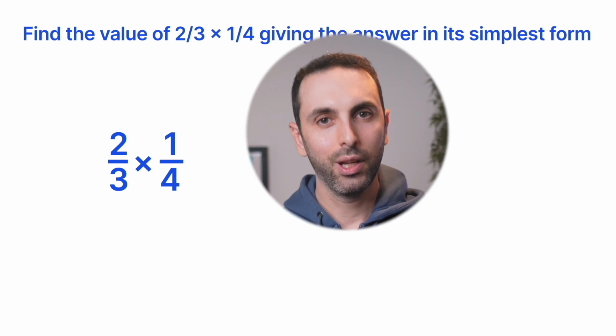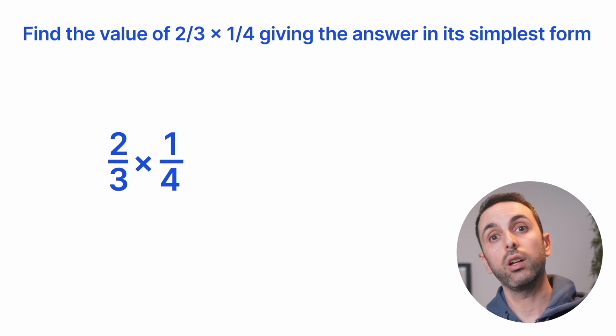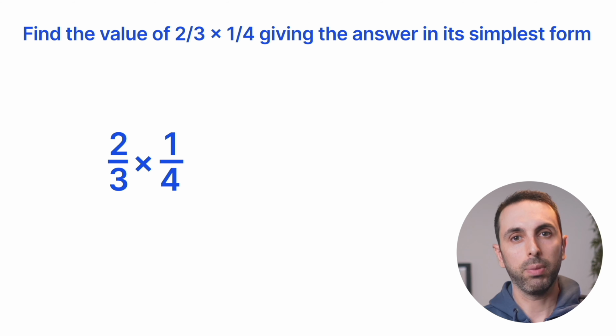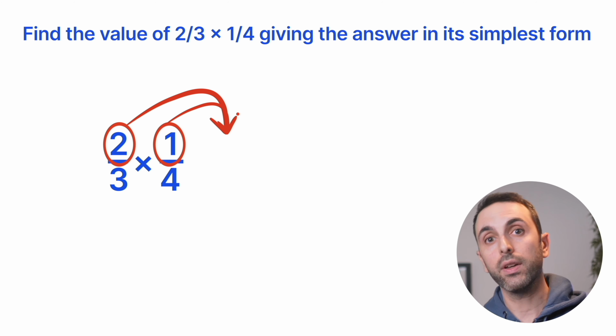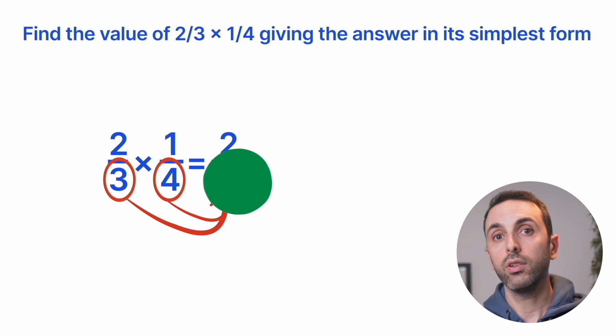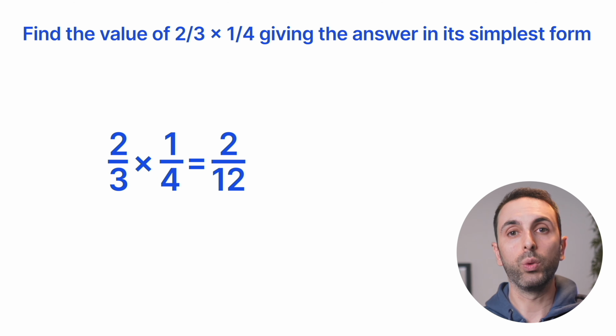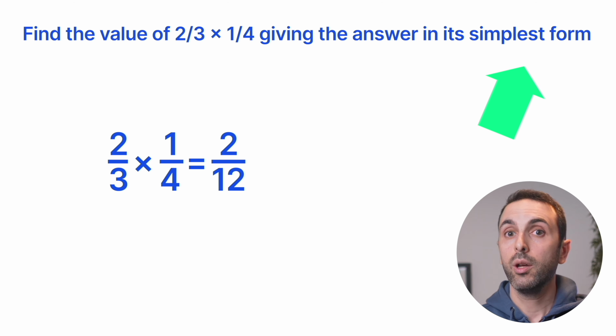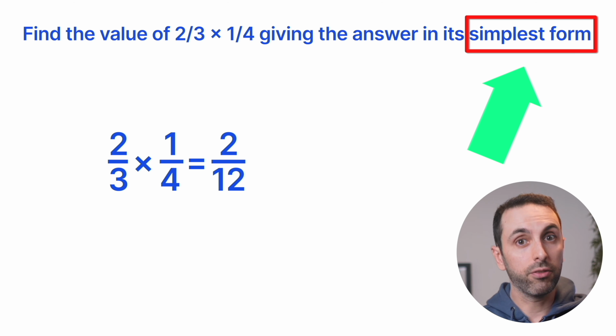For this question, following our tip that we just learned, all we need to do is just multiply the numerators of 2 and 1 together to get 2, and then multiply the denominators of 3 and 4 to get 12. This leaves us with 2 over 12. But we're not necessarily quite finished because we see the statement "simplest form".